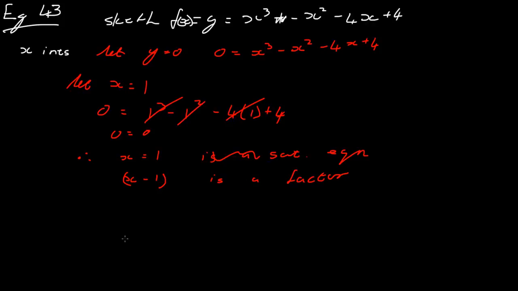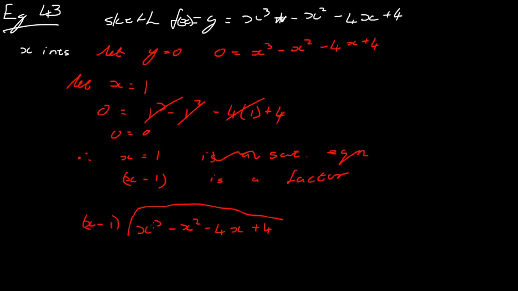Now that we know one factor, we can get the other two factors by long division. If you don't know how to do long division of a cubic function, I don't know if we covered it, I actually can't remember. You must let me know. Either I can do a video or you can find a video on YouTube. So we're going to do long division of a cubic function now. We found our first factor, so we want to divide x cubed minus x squared minus 4x plus 4 by x minus 1.